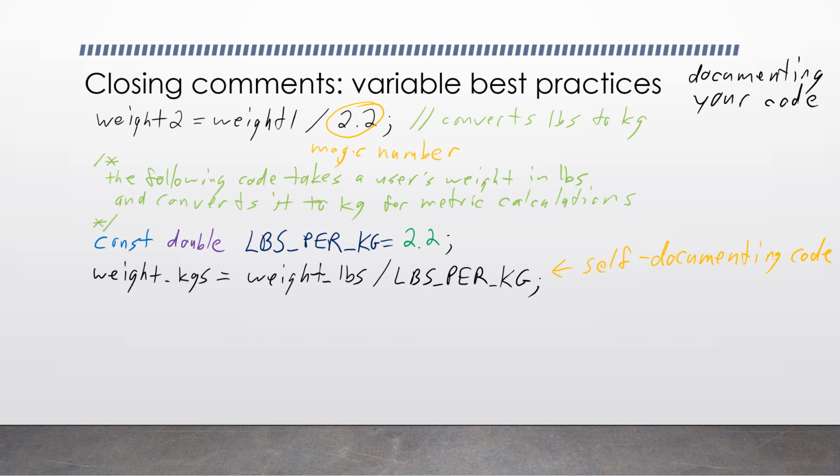Okay. So those are some good practices to get in, using meaningful variable names like weight in kilograms and weight in pounds instead of weight 2 and weight 1. Okay, you're not actually changing weight, you're just doing a unit conversion, so using the units in the variable names is useful. And replacing this bad old magic number with a much better self-documenting constant.